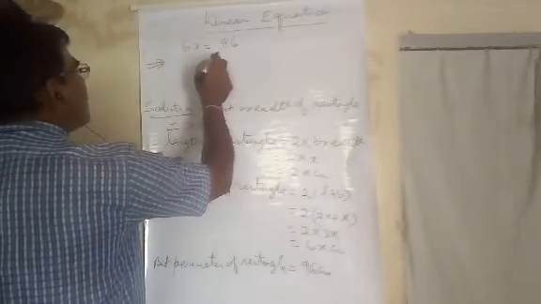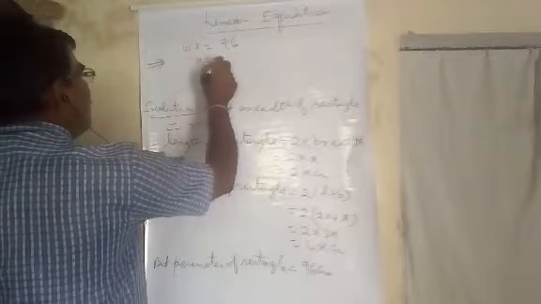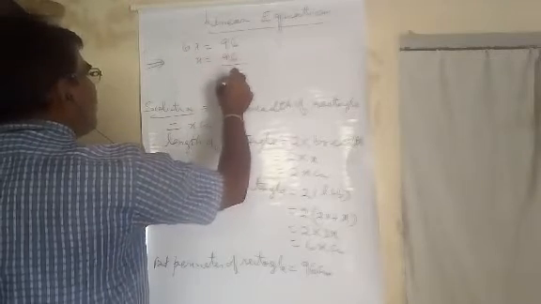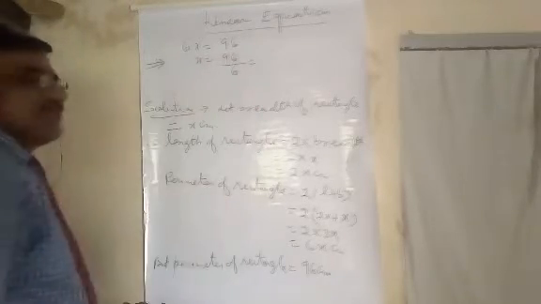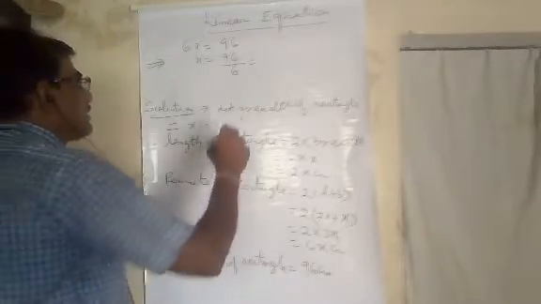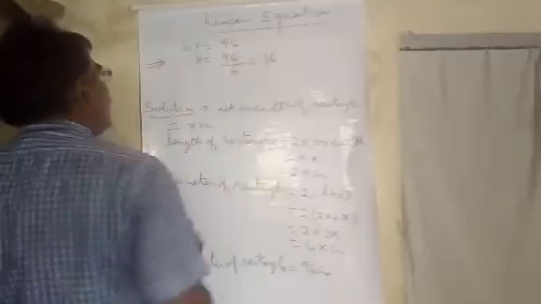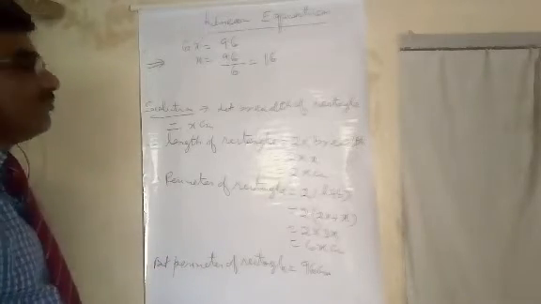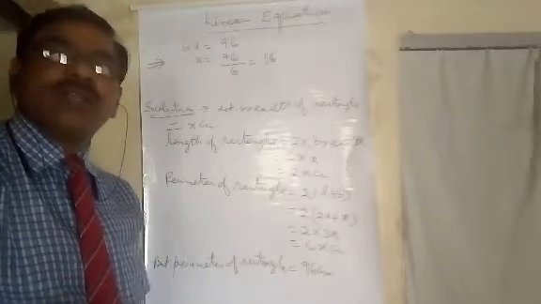6x equals 96 centimeter. Therefore x equals 96 by 6. When we divide 96 by 6, we get 16, because 16 sixes are 96.